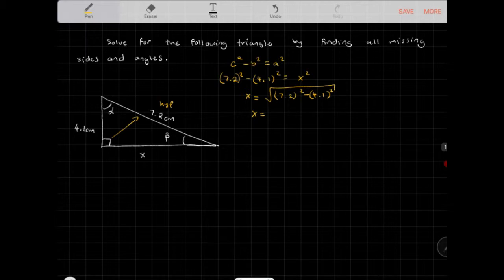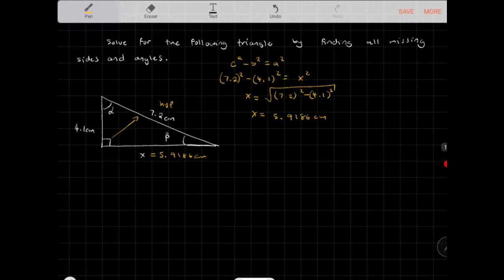Okay, so in this case, if I crunch this out in my calculator, it's 7.2 squared minus 4.1 squared, and this is going to give us 5.9186 centimeters. I'm going to keep it to 4 decimal places because I want to see how accurate my trigonometric procedure in calculating this missing side will be to this Pythagorean theorem. Okay, so we calculated that x is 5.9186 centimeters. Now, the big question here is how do we find these angles, right?